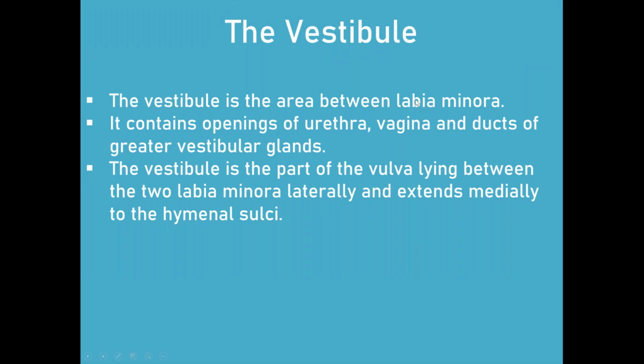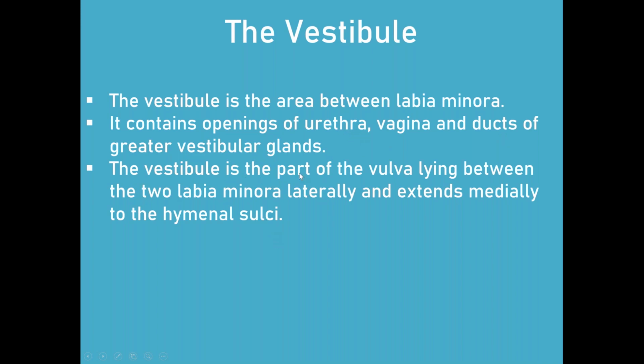What about the vestibule? Vestibule is the area between the labia minora. So the area between the labia, this is known as the vestibule. So what is the content of the vestibule? It contains the opening of the urethra and the vagina and the duct of the greater vestibular gland. So this is the content of the vestibule.